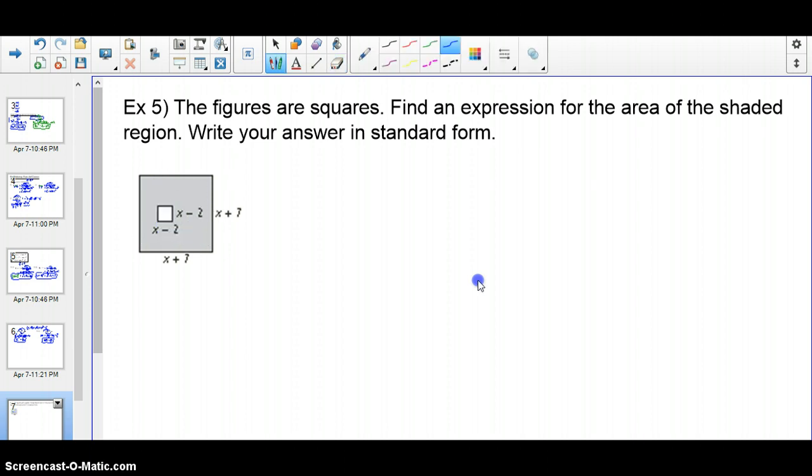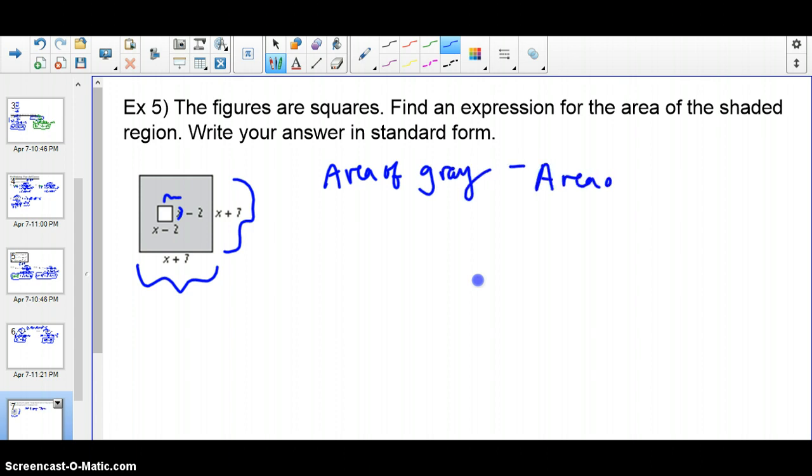So what I'm going to do is find the area of the larger square and then the area of the smaller one in here, the white one, and subtract the area of the white square from the large square. So the area of the gray square, because it's probably gray on your paper, minus the area of the white is going to equal the area of the shaded region. Hopefully everybody agrees with that and is on board with that.